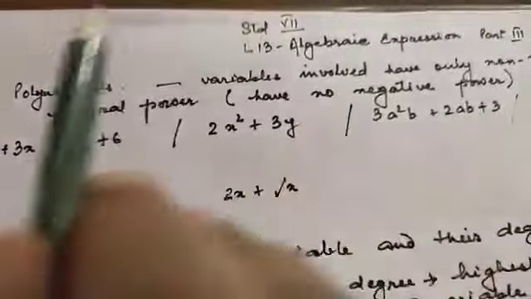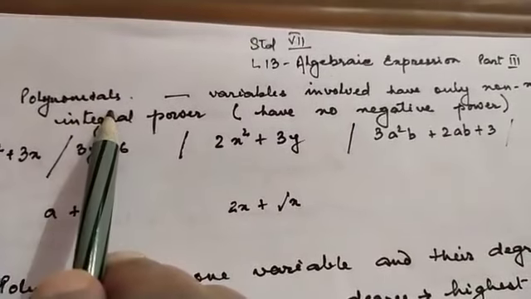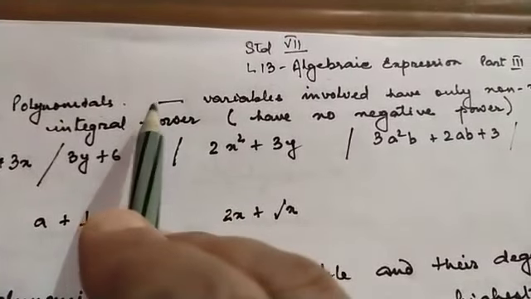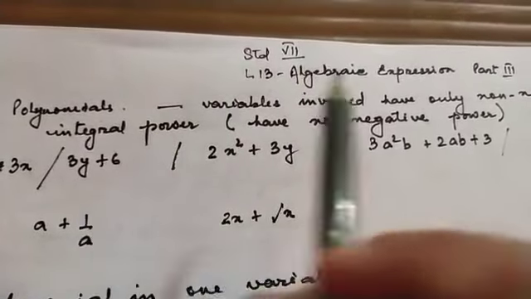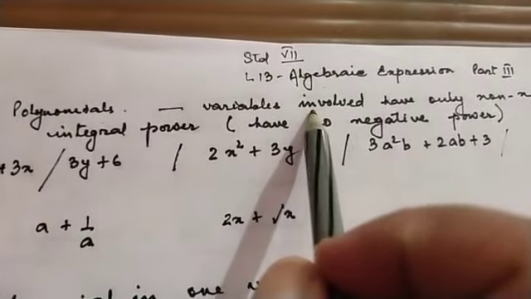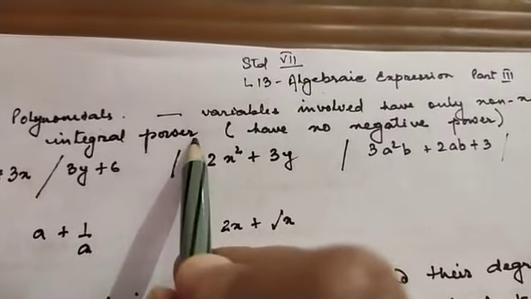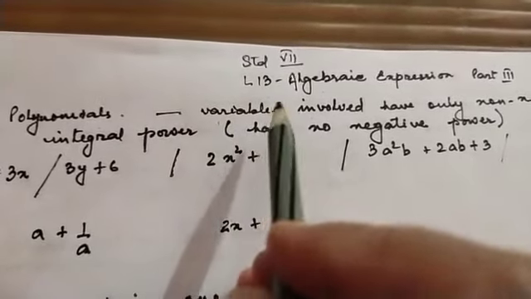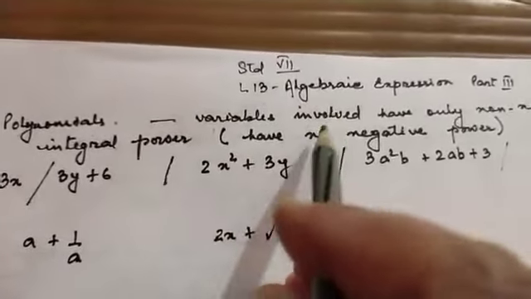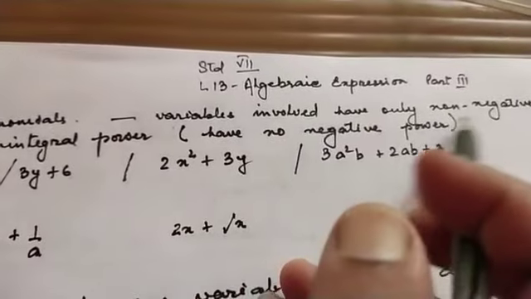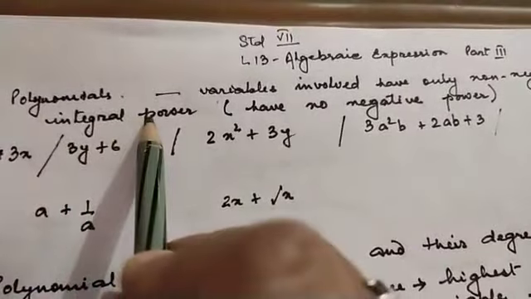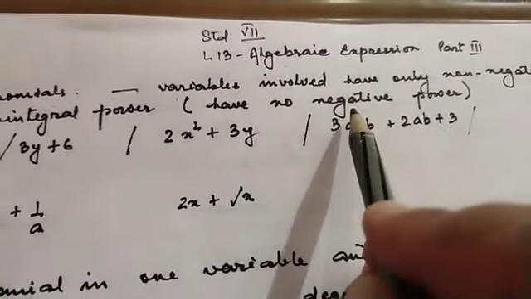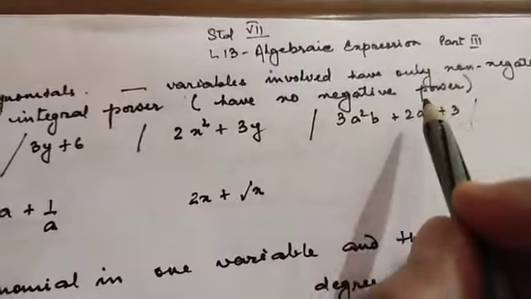Now today we are going to learn about polynomials. Now what are polynomials? Polynomials are algebraic expressions in which the variables involved have only non-negative integral powers. Algebraic expressions involve variables and constants, right? Non-negative means there should not be any negative power, right?